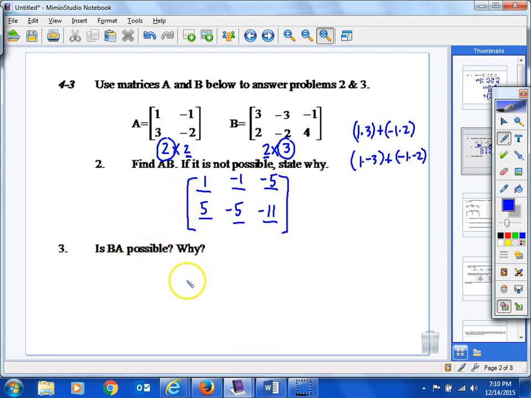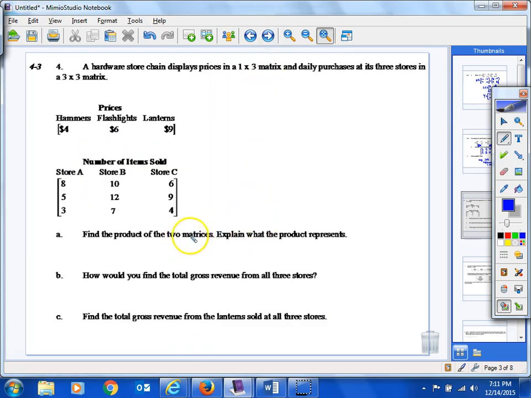Now the question is, is BA possible? Well, here are the dimensions for B. Here are the dimensions for A. If you compare the inside numbers, they do not agree. You can say something like, these don't match, therefore not possible. The inside numbers do not match up. All right, so that takes care of numbers 2 and 3. So let's take a look at number 4.